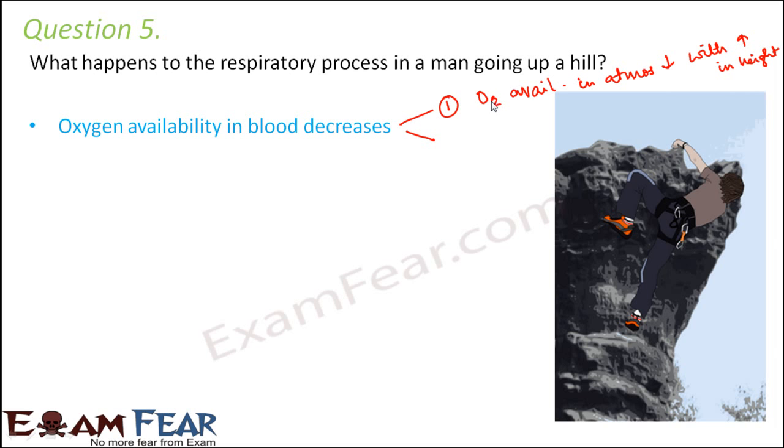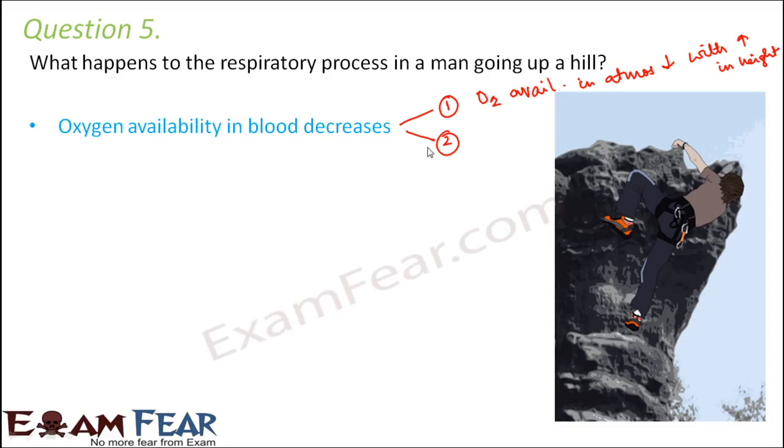Now when there is less oxygen in the atmosphere, it is quite obvious that even though you breathe in air, the air will not be that rich in oxygen. So the oxygen availability in your blood will decrease. So this is one reason. What is the other reason that the oxygen availability in blood decreases? That's because when you are climbing up the hill, you are actually putting in a lot of effort, a lot of energy to climb the hill.